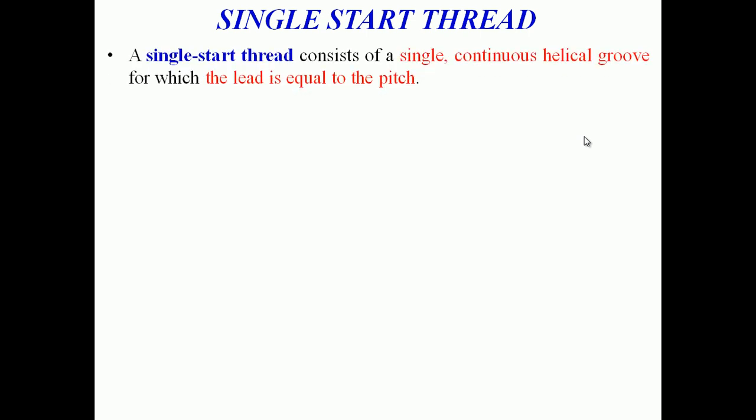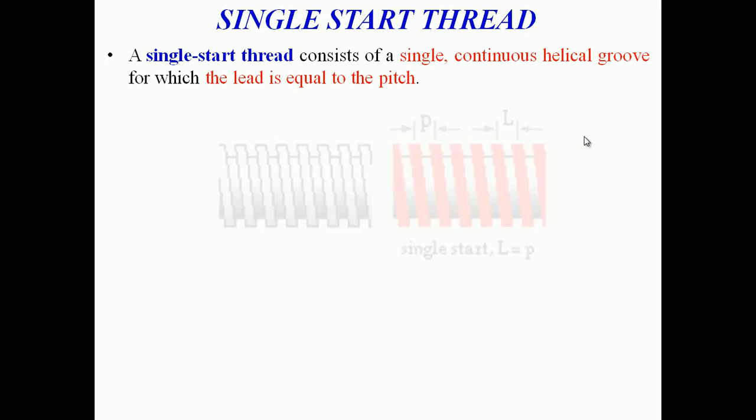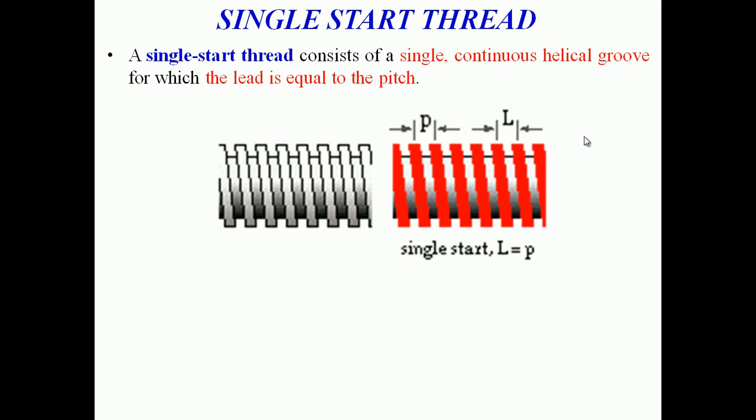So next, the single start thread. A single start thread consists of a single continuous helical groove for which the lead is equal to the pitch. The diagram shows the single start thread. So you can see the lead is equal to the pitch. Single start means the lead is equal to the pitch. You know what lead is and what pitch is, which was explained in the last class in the screw nomenclature.